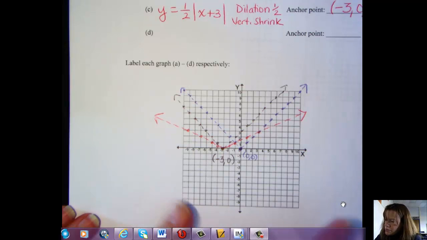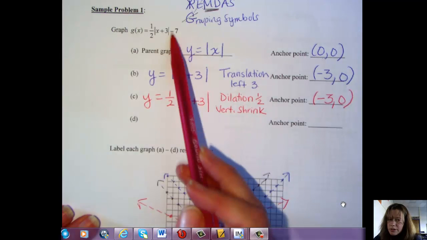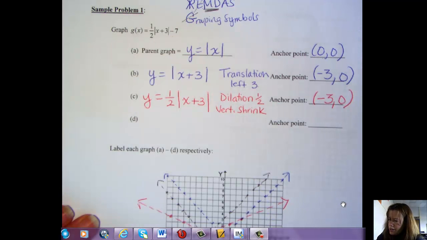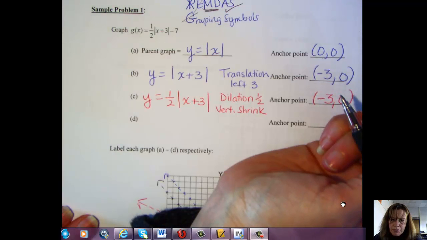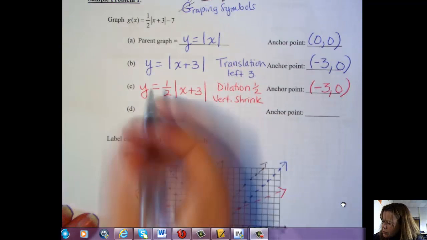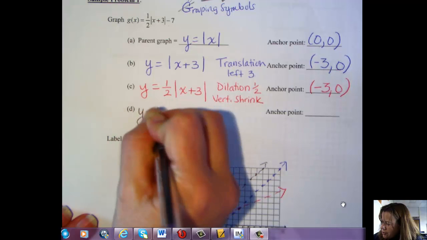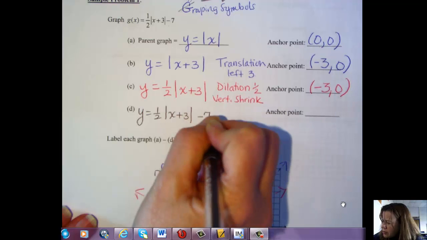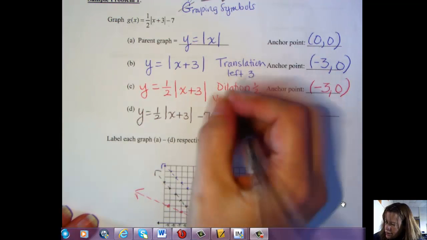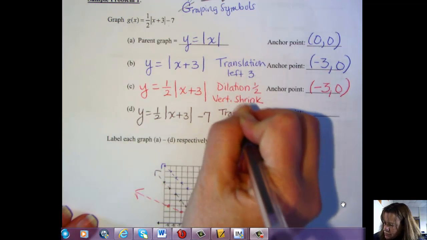Okay, the last part is a -7 at the end. Well, that's adding or subtracting. That's the last thing I need to worry about with my PEMDAS. So we're going to graph y equals 1/2 absolute value of x plus 3 minus 7.